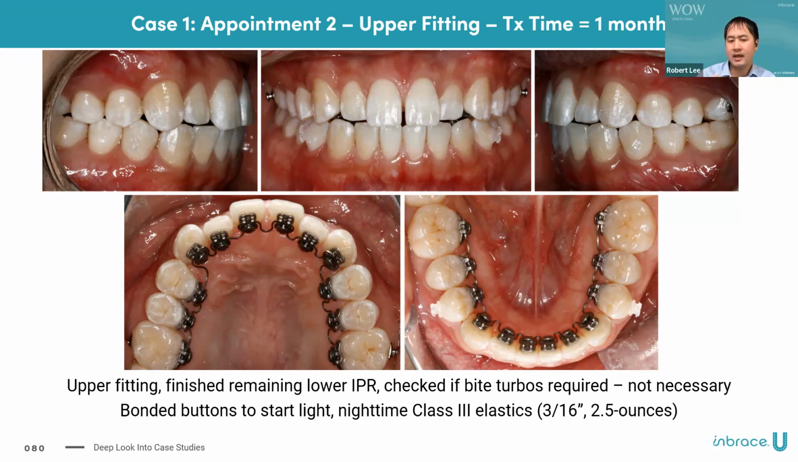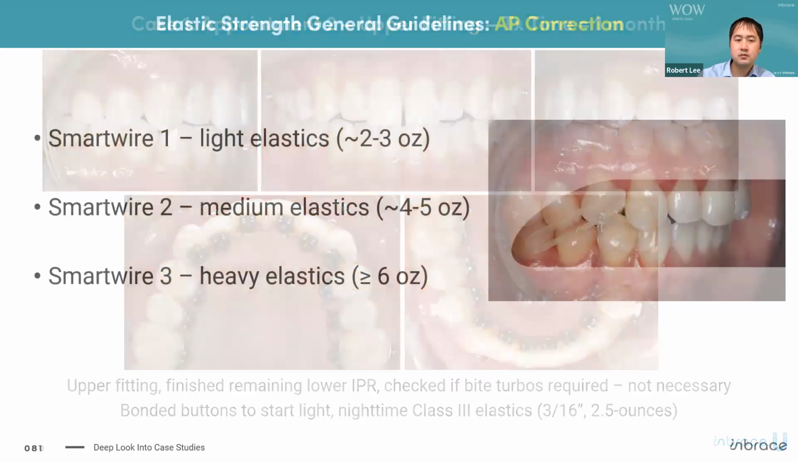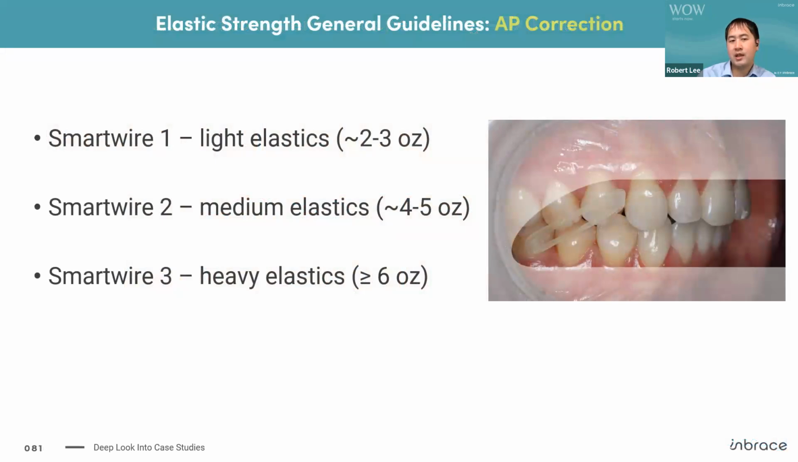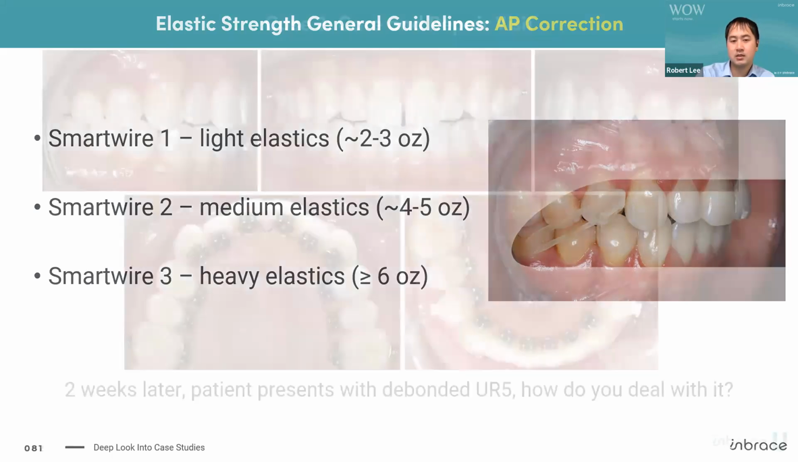And then we also started the light class 3 elastics, to help make sure that I have proper overjet after the upper spaces close. So again, if you're going to run elastics in Smartwire 1, make sure you're running light elastics. I do see all the time in clinical review people overpowering the Smartwire with very heavy elastics, causing extrusive or a lot of side effects that were unintended. So again, with AP correction, Smartwire 1 light, Smartwire 2 medium, Smartwire 3 heavy. So most of the time you're going to be using light and medium elastics.